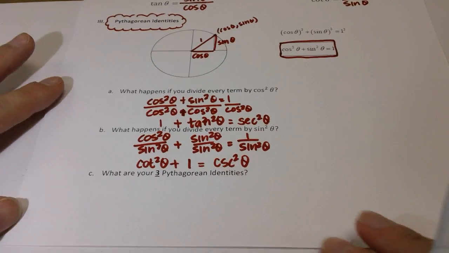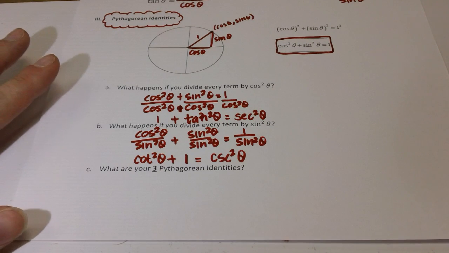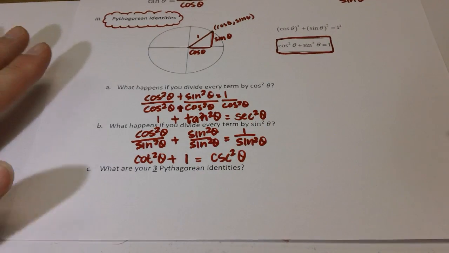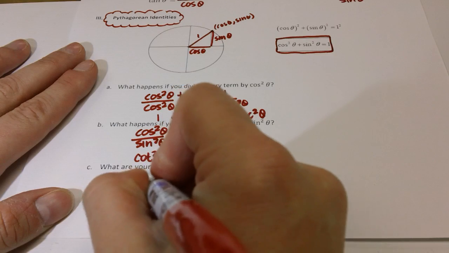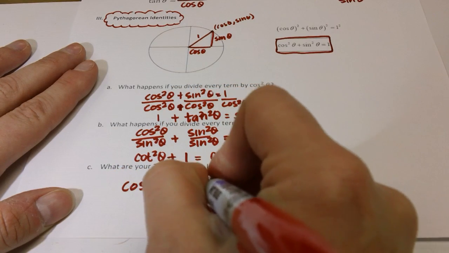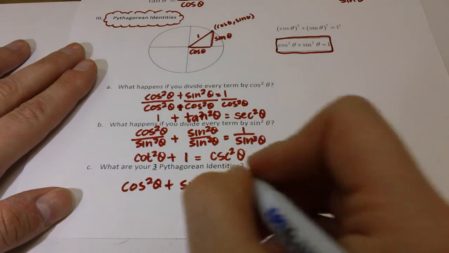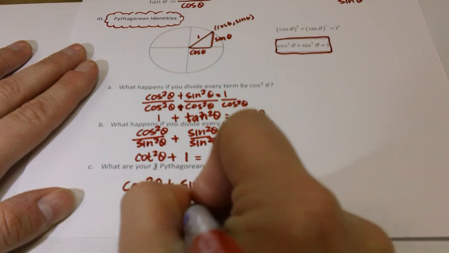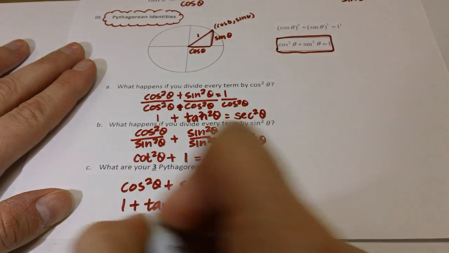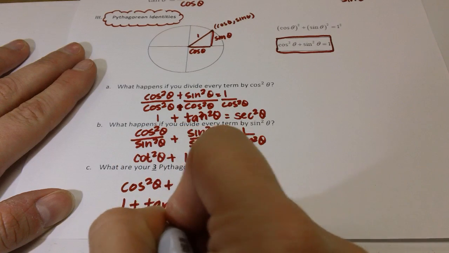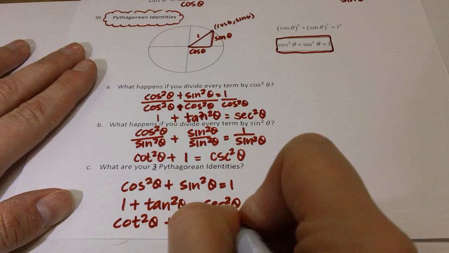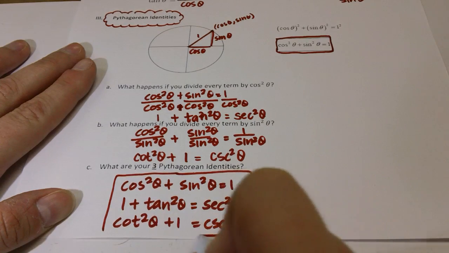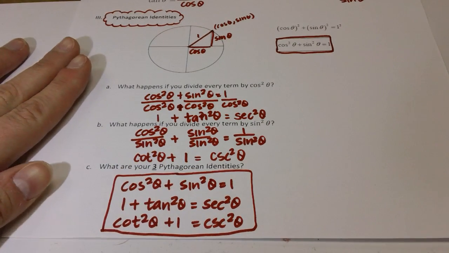Now, here below, we're asked to list all 3 identities. It's really important that you list all 3 when you're asked what the Pythagorean identities are, because there are 3 and you need to know them quickly. The first one is cosine squared of theta plus sine squared of theta equals 1. The second one is 1 plus tangent squared of theta equals secant squared of theta. And the third one is cotangent squared of theta plus 1 equals cosecant squared of theta. Okay? So these are our 3 Pythagorean identities that you need to know.